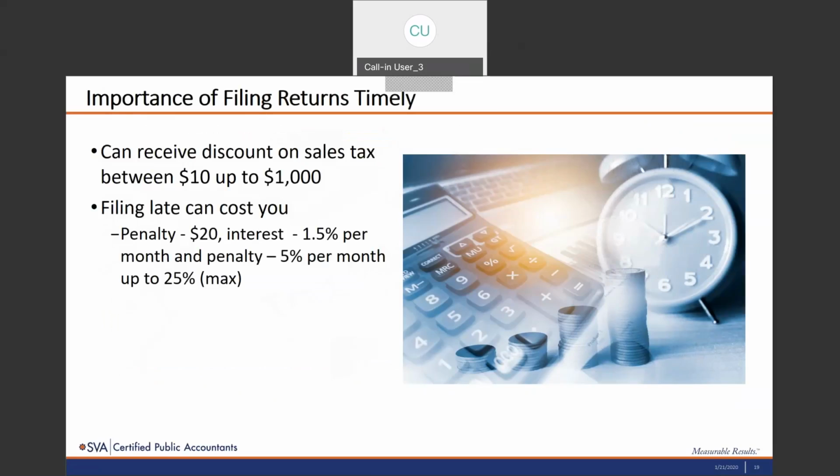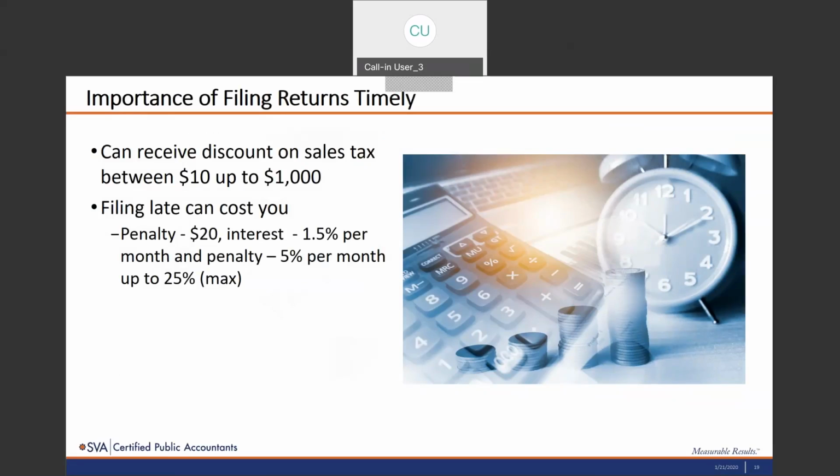And it's really important to be on top of that and make sure you're filing your reports in a timely fashion. One of the big reasons is because if you're filing in a timely fashion, the state of Wisconsin will give you a discount of somewhere between $10 and $1,000. And how big a discount you get is totally based on how much sales tax you're paying. But they'll give you at least $10 of free sales tax every year and give you a credit against your sales tax bill every filing period.